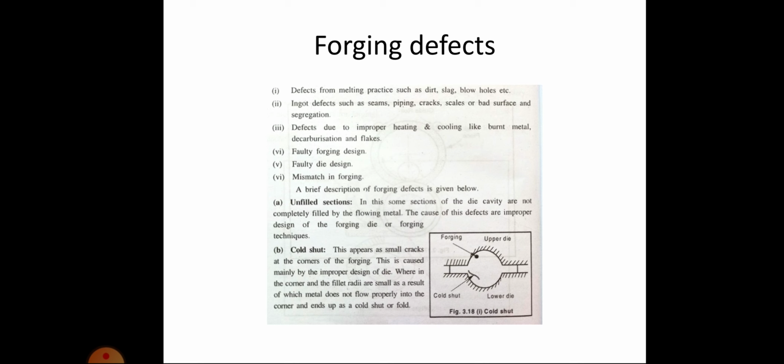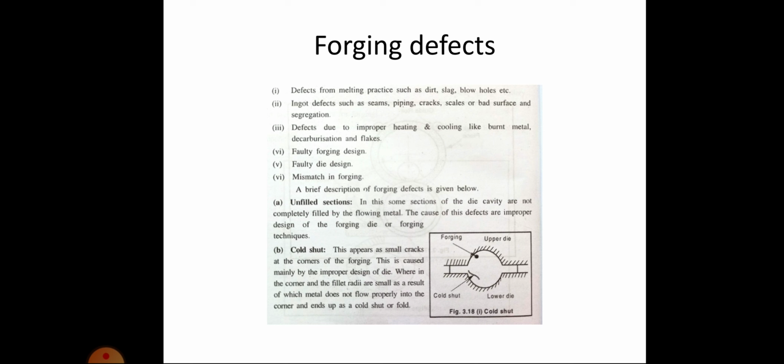Various forging defects are unfilled sections. In this, some sections of the die cavity are not completely filled by the flowing metal. The cause of the defects are improper design of the forging die or forging techniques.